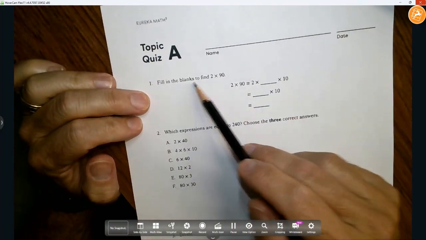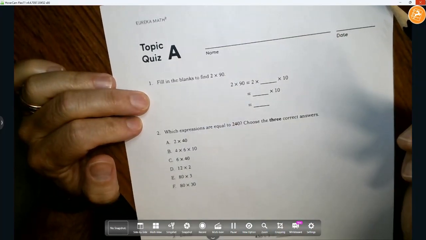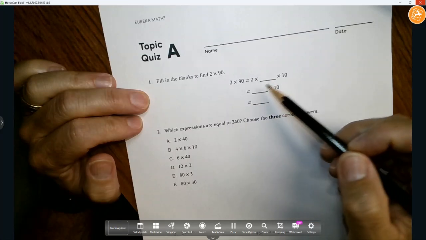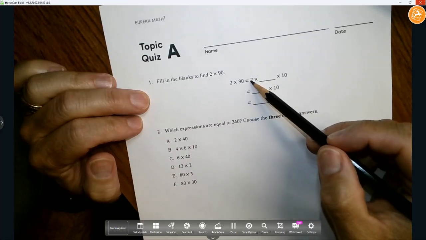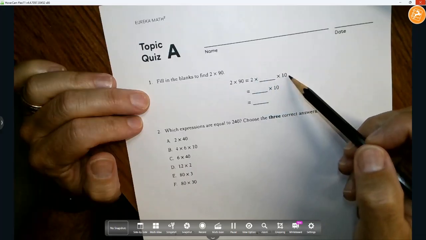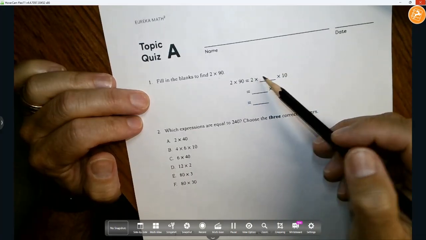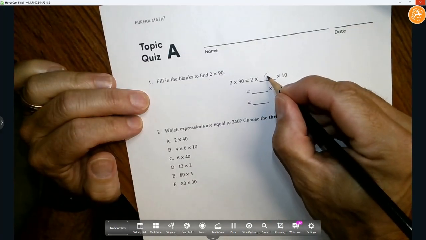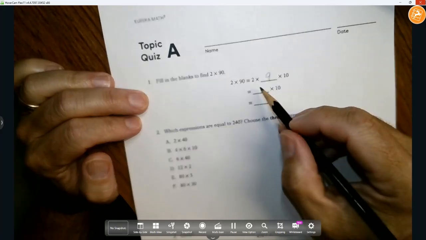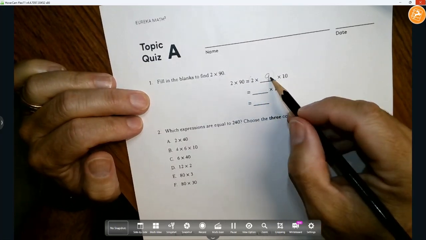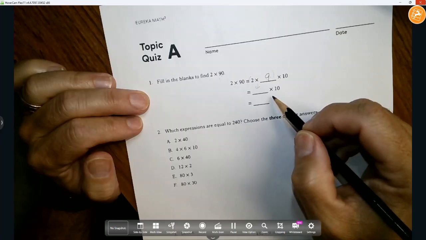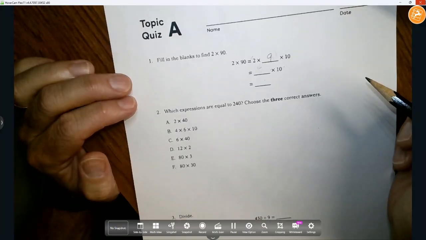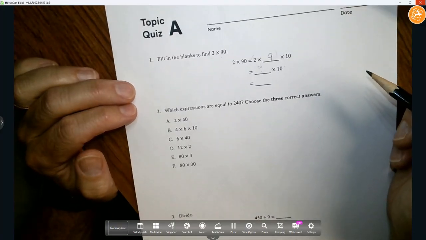All right. Fill in the blanks to find 2 times 90. We have 2 times 9. Remember, we're going to equal, so we'll balance on the sides. We've done this before. 2 times 90 equals 2 times blank times 10. Well, I know 90 is 9 times 10. So now if I'm breaking this out for the next one, I'm going to do 2 times 9 and bring that down. And then I'll take that answer I get and I'll multiply that answer times 10 and get my answer here. I'm not going to do it all for you, but that should get you a good start.